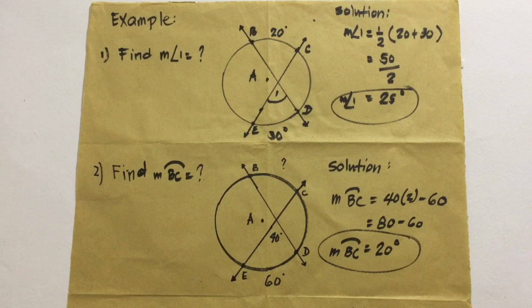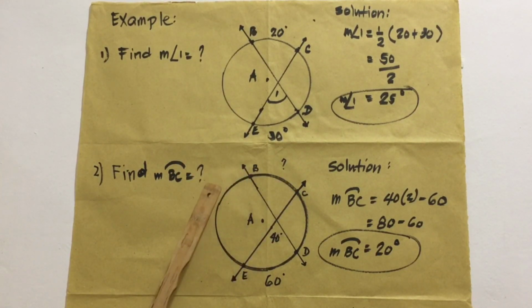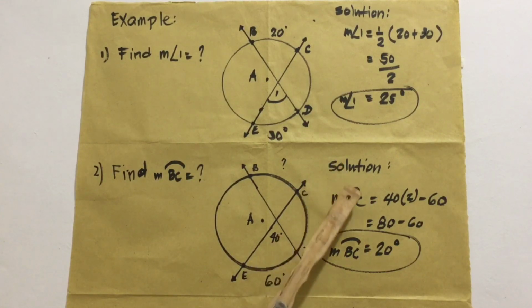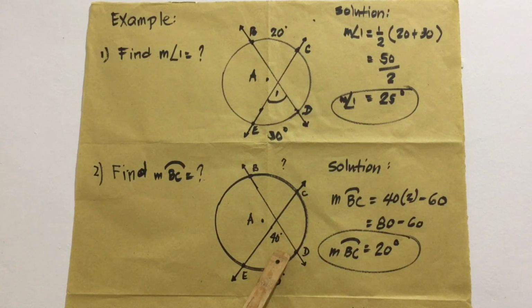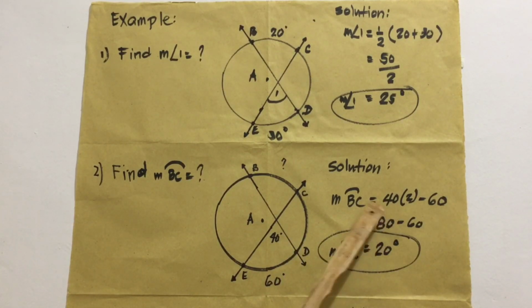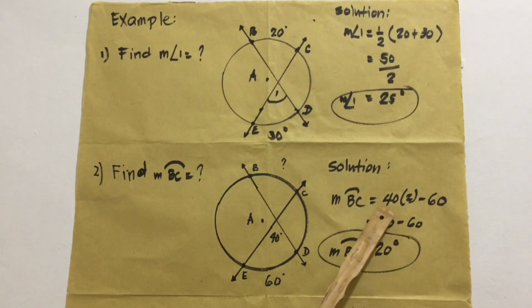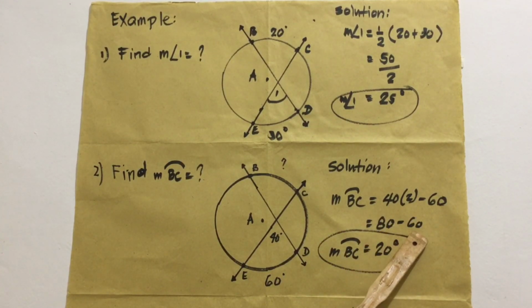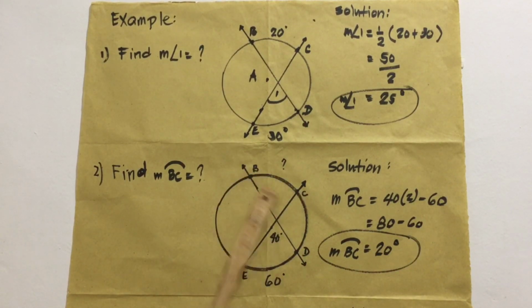Next, number 2. Find the measure of arc BC. So what is the measure of this arc BC? Our formula is measure of arc BC equals the angle 40 times 2, then minus this arc 60. 40 times 2 equals 80, minus 60 equals 20 degrees. So therefore, the measure of arc BC is 20 degrees.